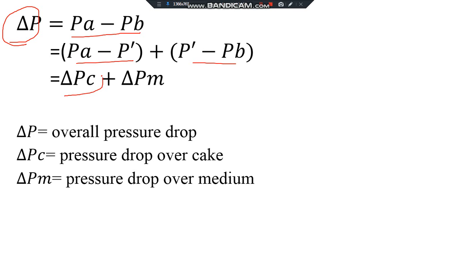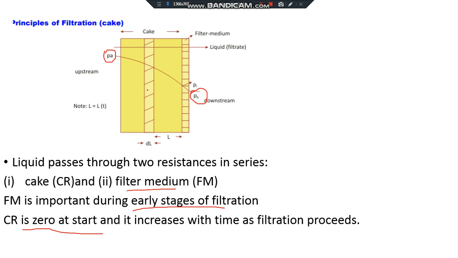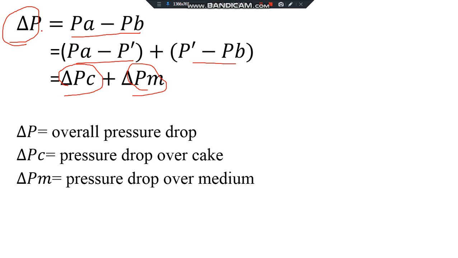So this is the total pressure drop, made of the pressure drop over the cake and the pressure drop over the medium. The pressure drop PA minus P dash is the pressure drop over the cake, and P dash minus PB is the pressure drop over the medium. In this way we can find out the overall pressure drop.